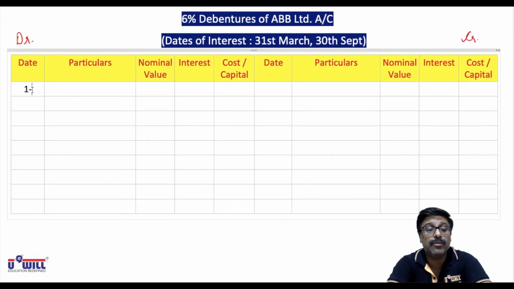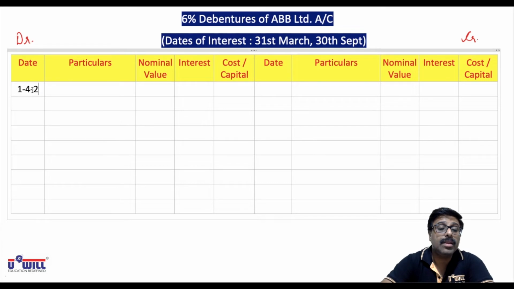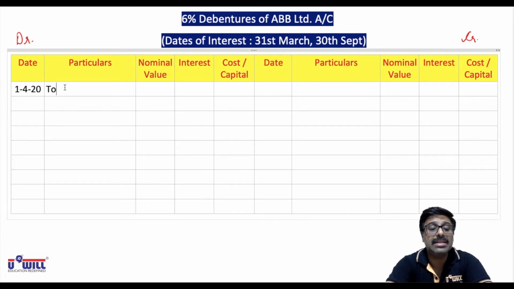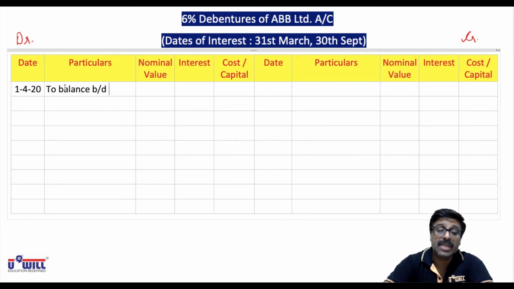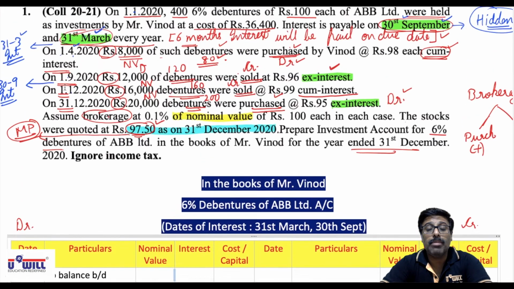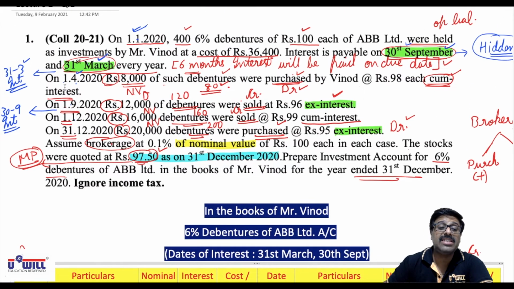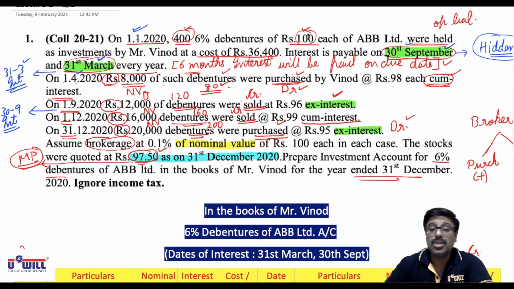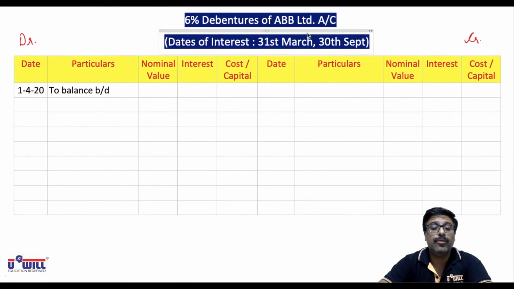All of you write on 1/1/20, to balance brought down. Now, what did we discuss? In nominal value, you'll record the face value. What is the face value? 400 debentures are there. Face value is 100. So 400 into 100, 40,000.